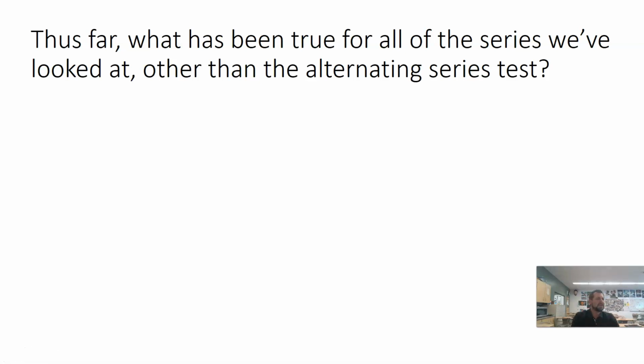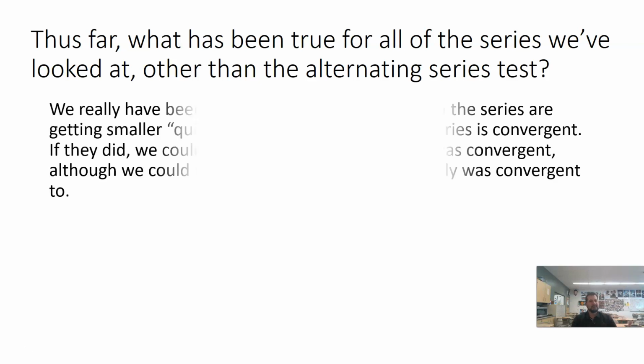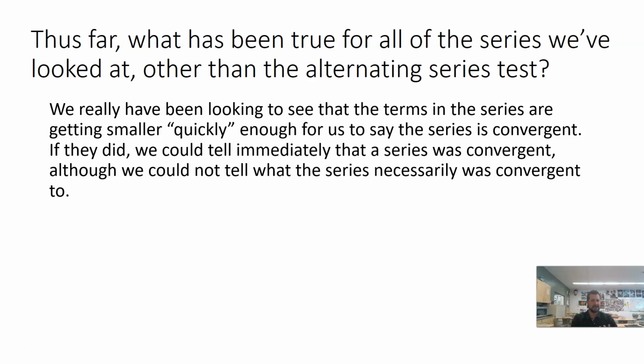So when you think of all of the series that we've looked at, other than alternating series, here's a couple of observations. Now again, alternating series works a little bit differently. But one thing we were looking for was convergence, and we were more or less just trying to determine how fast the terms were getting close to zero, to find out whether that happened quickly enough so that we could tell that the series was convergent.